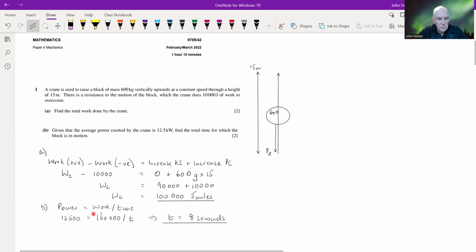If we look at the basic definition of power, it's the rate of doing work, which gives us a very simple equation. Power is the work, which we calculated in part A, divided by the time. That gives us time equal to 8 seconds. So that power is being exerted over a period of 8 seconds to do that lifting work. So that is number one.